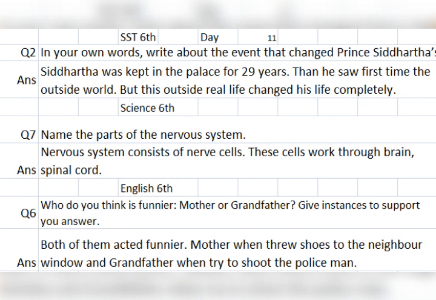Science class 6. Name the parts of the nervous system. The nervous system consists of nerve cells. These cells work with the brain and spinal cord. English class 6.